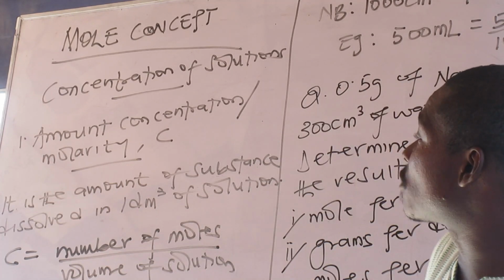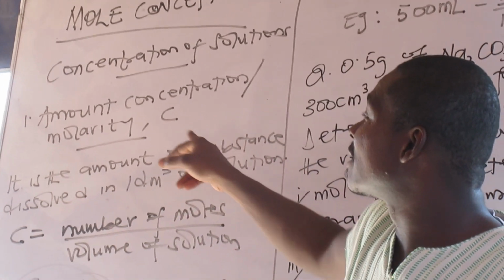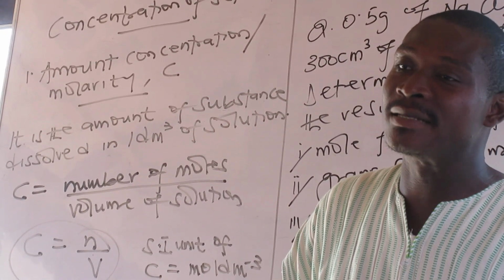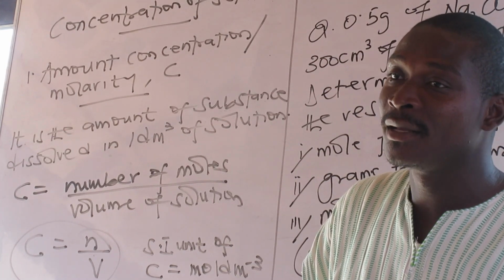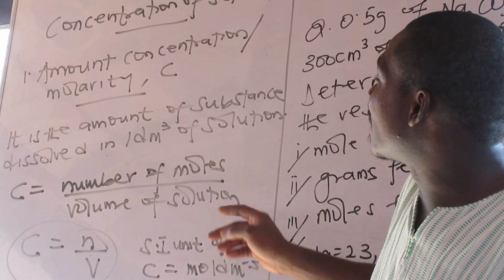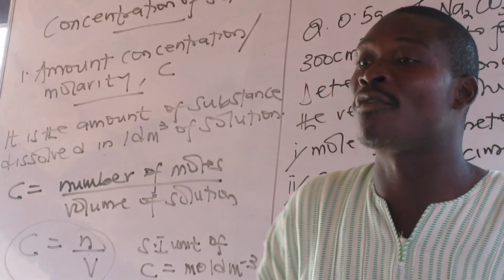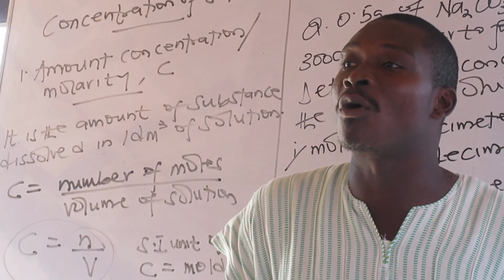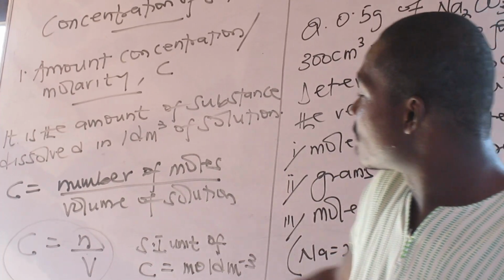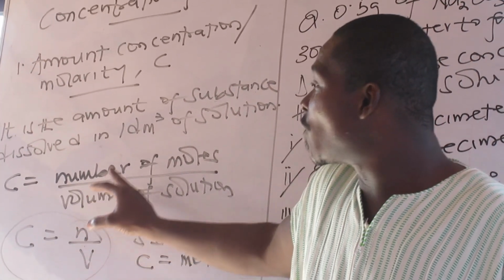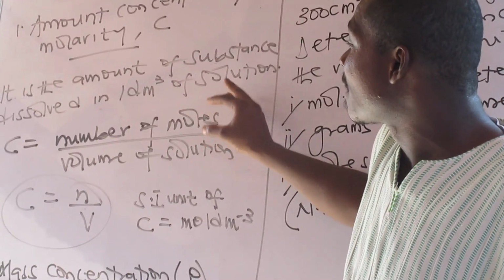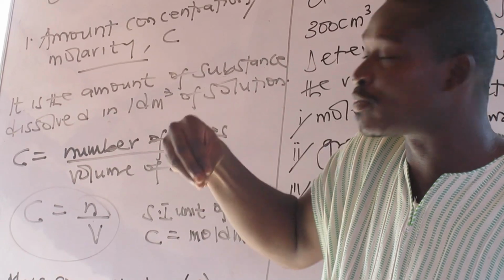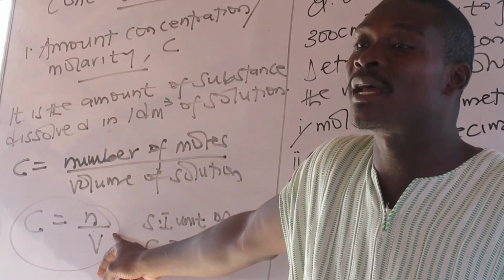Now let's look at concentration of solutions. Amount concentration. It is also known as molarity. Molarity is the amount of substance dissolved in 1 dm cube of a solution. Now that is a formula. C equals number of moles over the volume of what? Solution. Now C equals N over V. So when we use this formula, we can calculate the concentration of the solution in moles per dm cube. This is the only formula which can give you moles per dm cube.